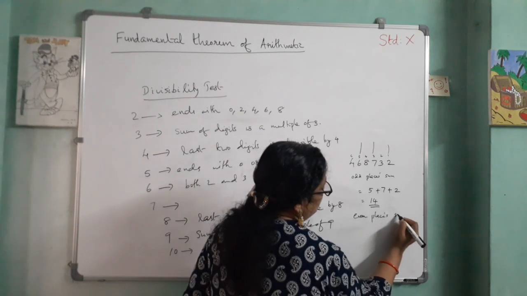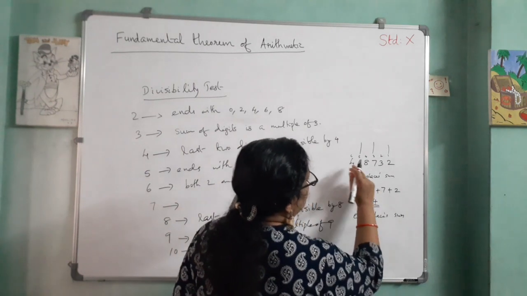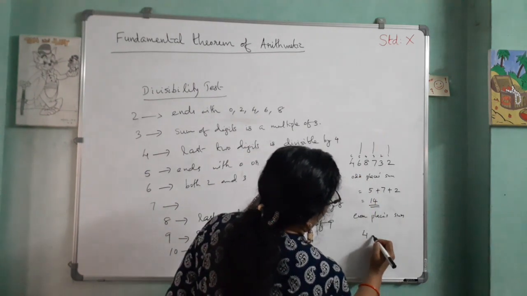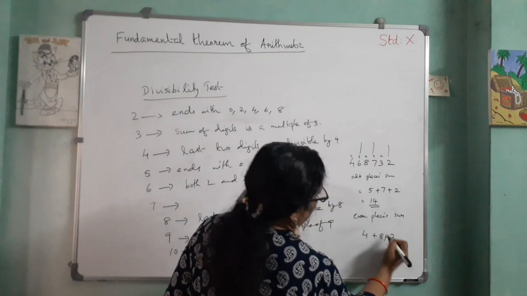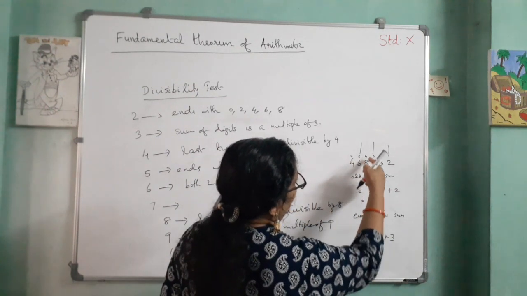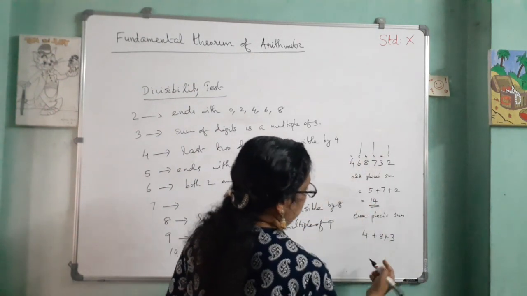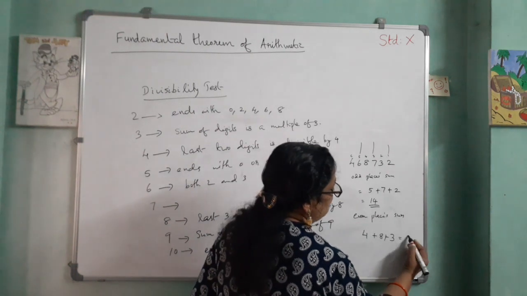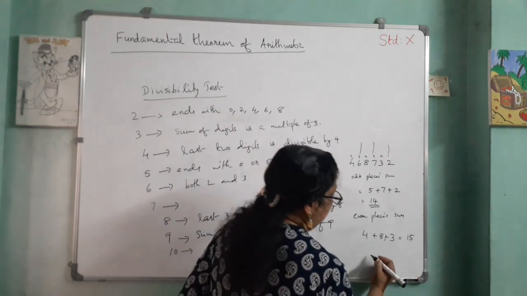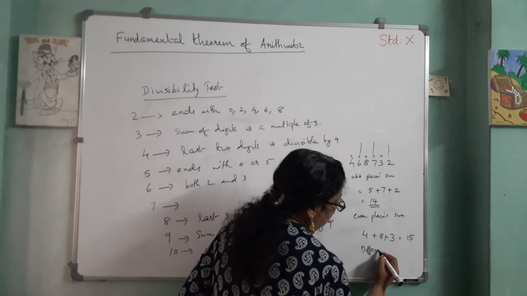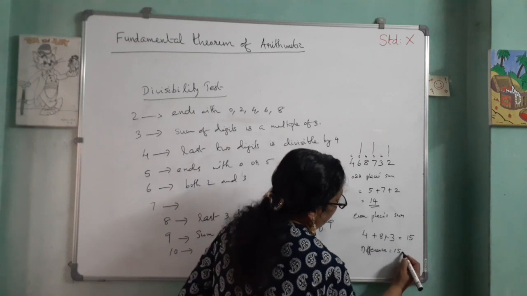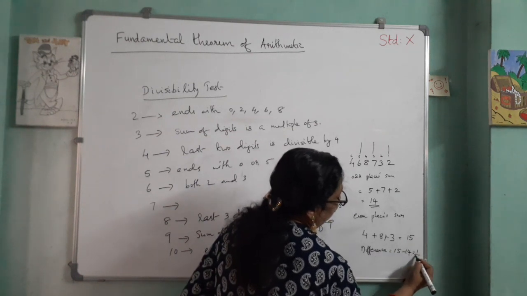Even places sum. That is the even places sum here: 4 plus 8 plus 3. That is the 6th place, 4th place and 2nd place. 4 plus 8 is 12, plus 3 is 15. Then we take the difference: 15 minus 14 equals 1.